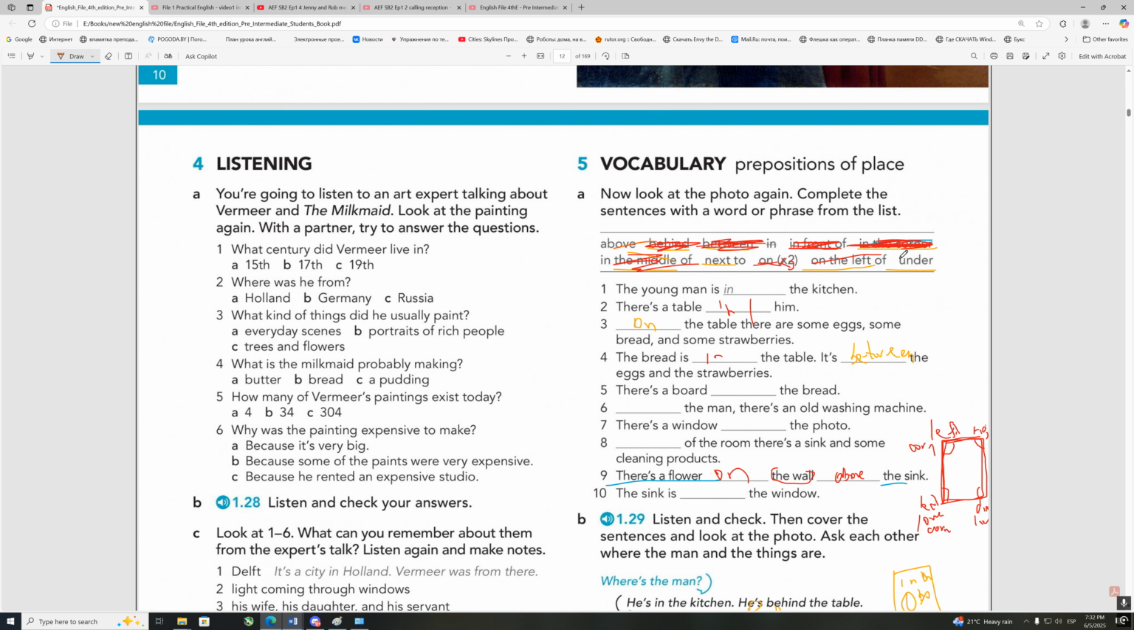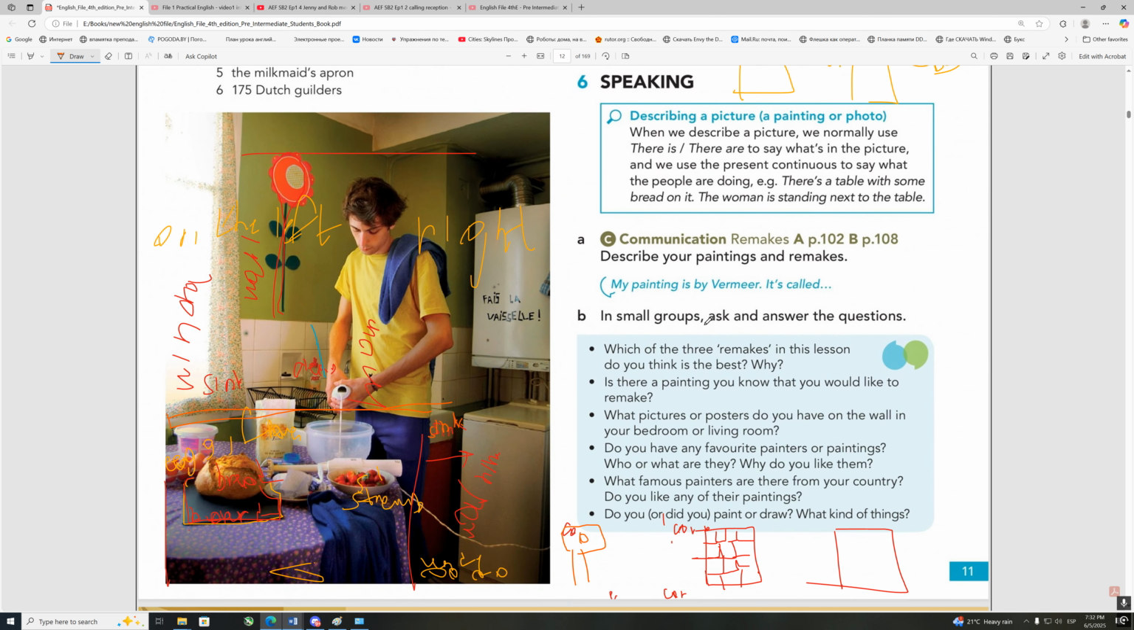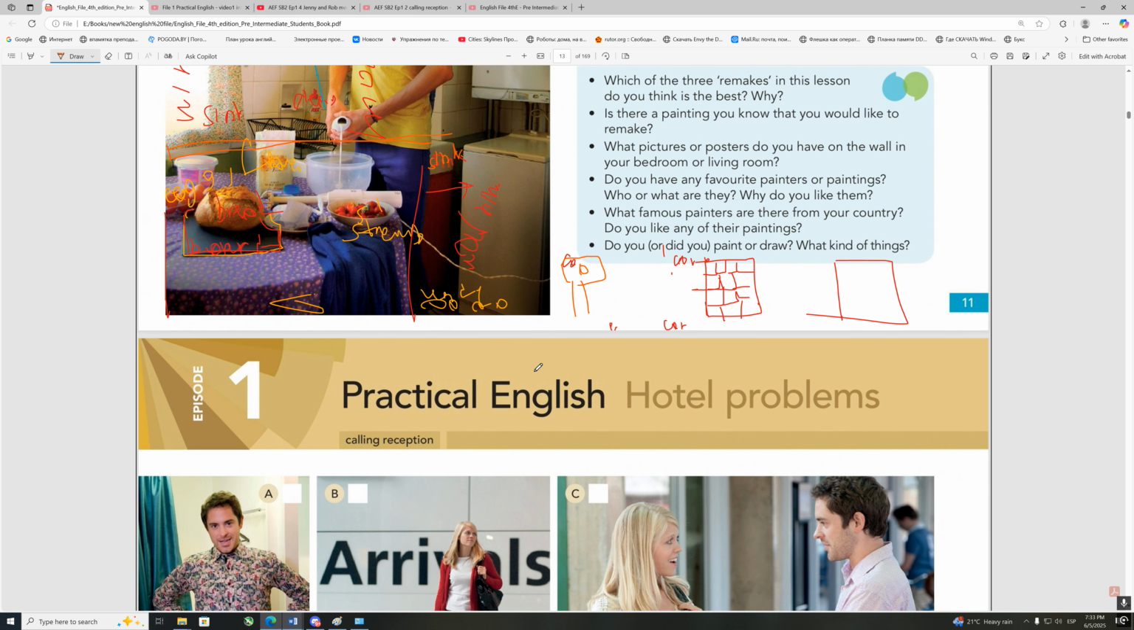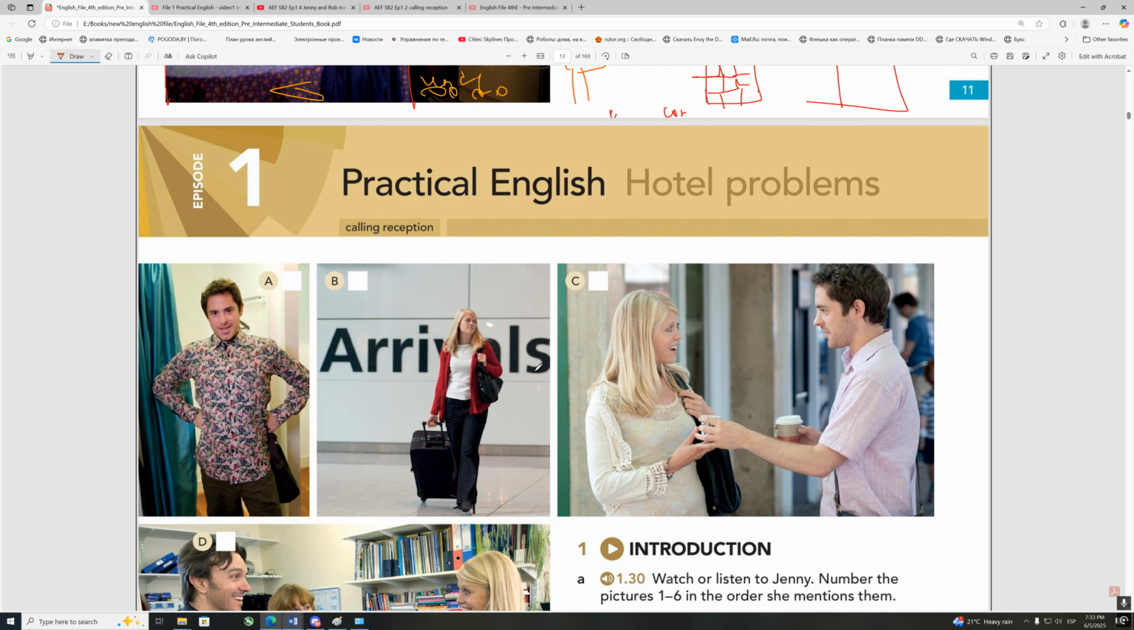Only one preposition is there. Okay, look at the one preposition and choose. Next to. It's near. Next to and near mean the same, maybe. But maybe next to shows a closer distance than near. I don't know the actual difference between next to and near, but maybe next to is closer.